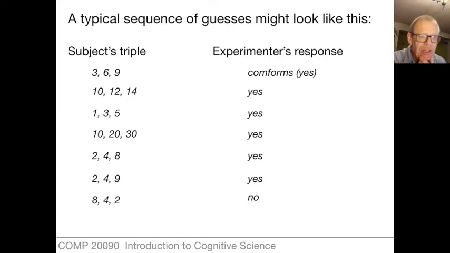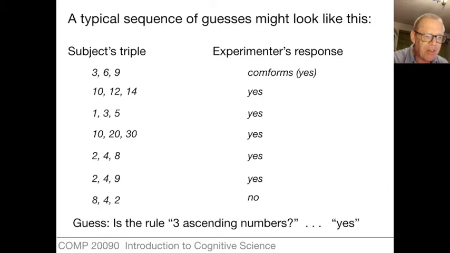10, 20, 30. See the increments changed? Yep. 2, 4, 8. Not 2, 4, 6, but 2, 4, 8. Yes. What about 2, 4, 9? Yes. What about 8, 4, 2? No. And at this stage we might get a guess. The rule is simply 3 numbers in ascending order. And that is the supposed right answer.